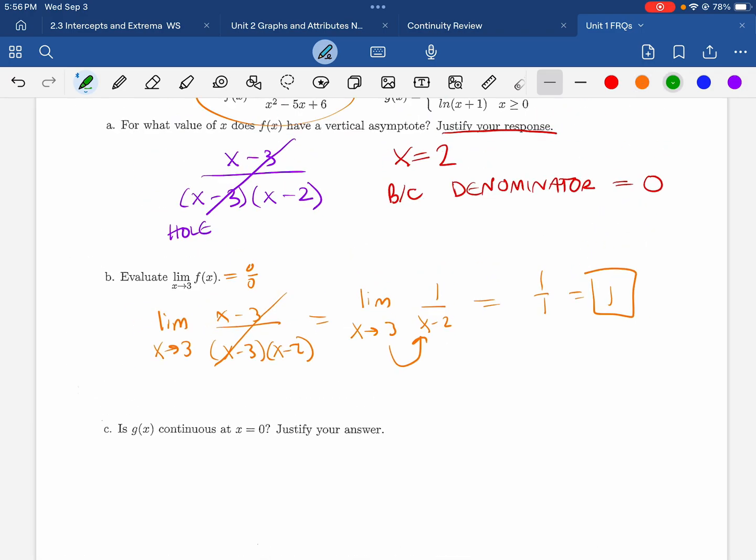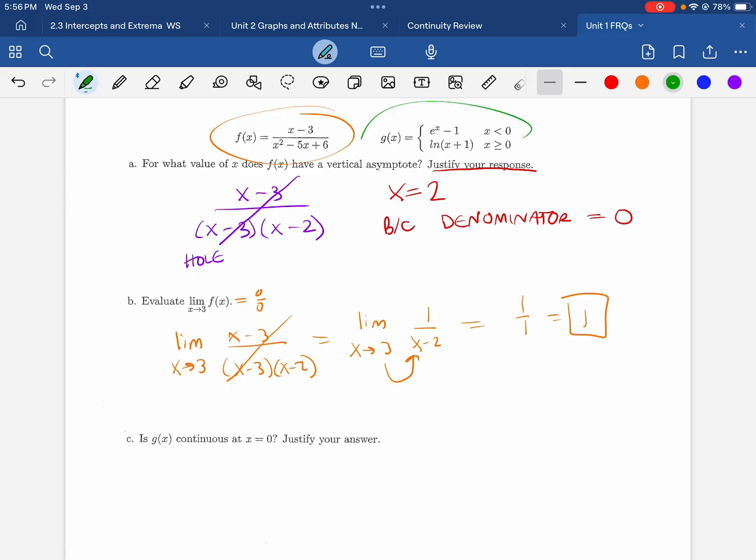Is g continuous at 0? Justify your answer. So now we're talking about the g graph. So when you plug in 0, you get e to the 0 minus 1. E to the 0 is 1 minus 1, which is 0. When you plug 0 into this guy, ln of 0 plus 1, which is ln of 1, which is 0. So because they're matching up, we are continuous.